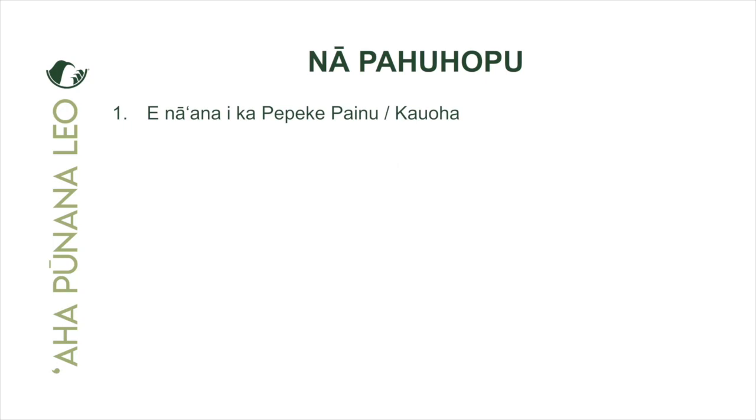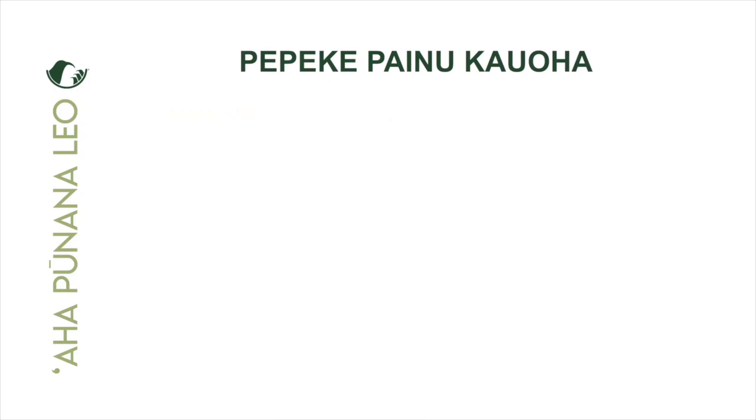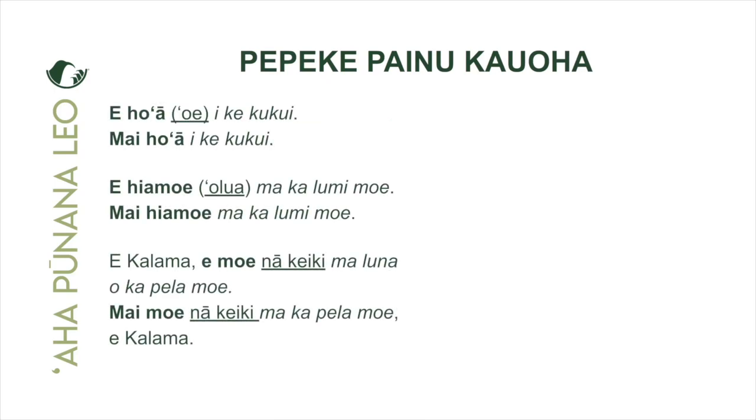Okay, we're going to review the Pepeke Painu and its command form. Helu e lua e aʻu i nā hune kuhi mai aku aʻe iho. Okay, we're going to learn the hune kuhi, these four hune kuhi: mai, aku, aʻe and iho. And helu e kolu e hoʻomaʻamaʻa i nā hua ʻōlelo o ka lumi moe. Okay, we're going to practice these patterns and these hune kuhi in sentences with words of the bedroom. Ai, the lumi moe, the bedroom. Ai, no leila e hoʻomaka kākou. Okay, first of all, the Pepeke Painu, Kauoha.